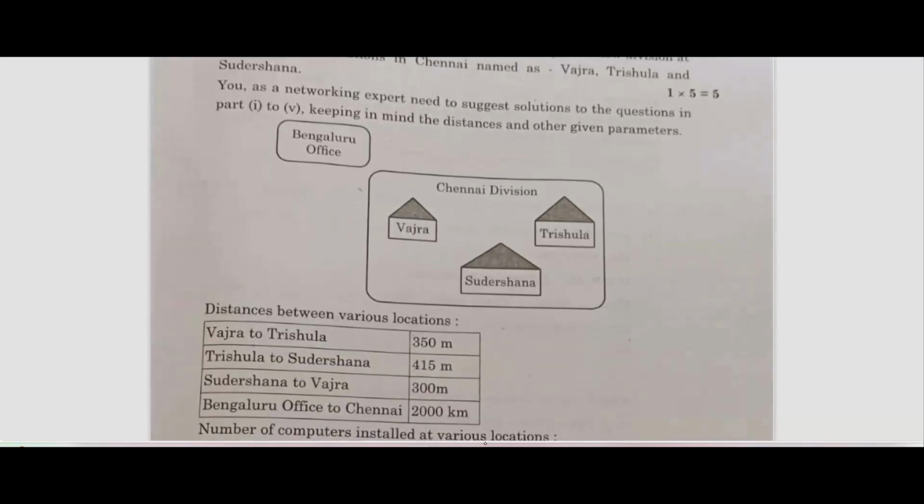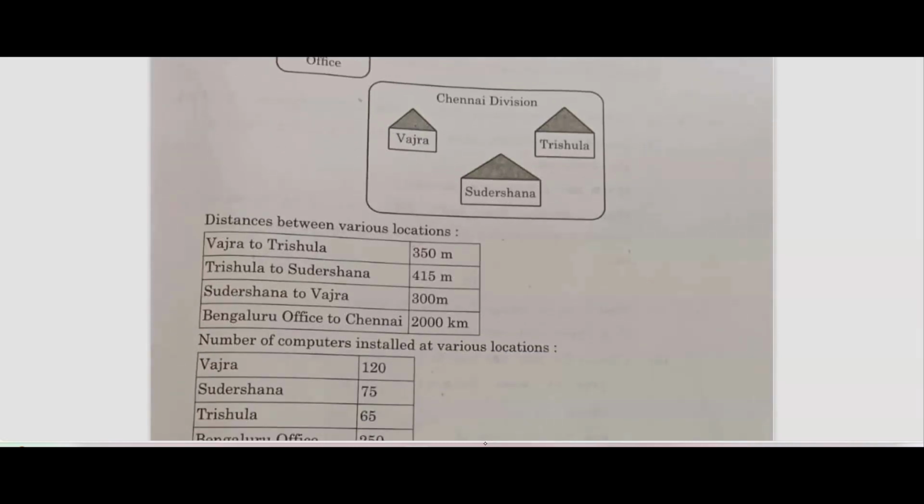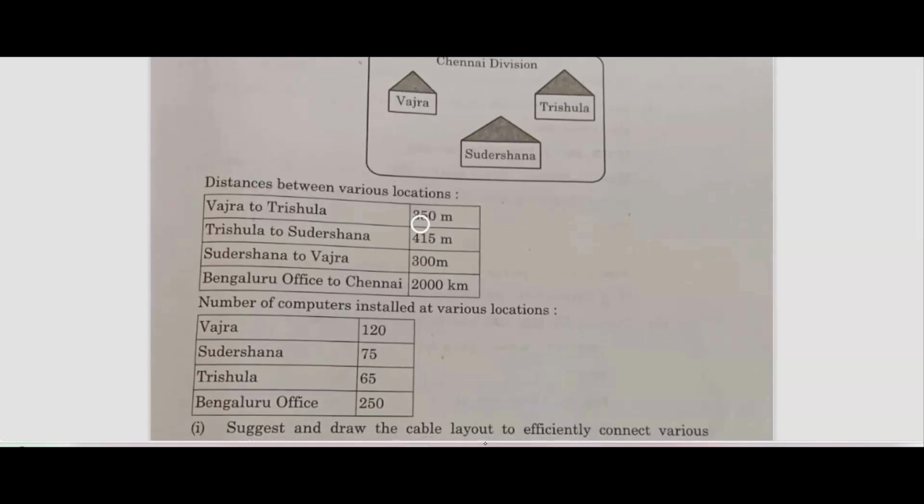So this is your Bangalore office, and under the Chennai divisions, we have the different locations named Vajra, Sudarshana and Trishula. They have given the distances between the various locations. For Vajra to Trishula, it is 350 meters. For Trishula to Sudarshana, it is 450 meters. For Sudarshana to Vajra, it is 300 meters. And for Bangalore office to Chennai, it is 2000 kilometers.